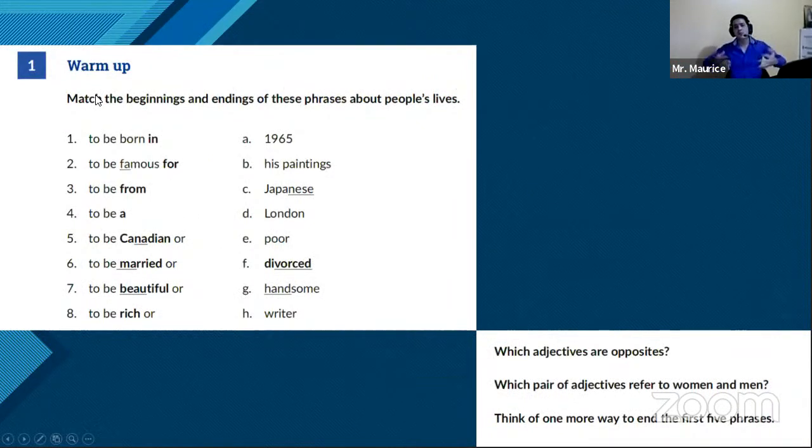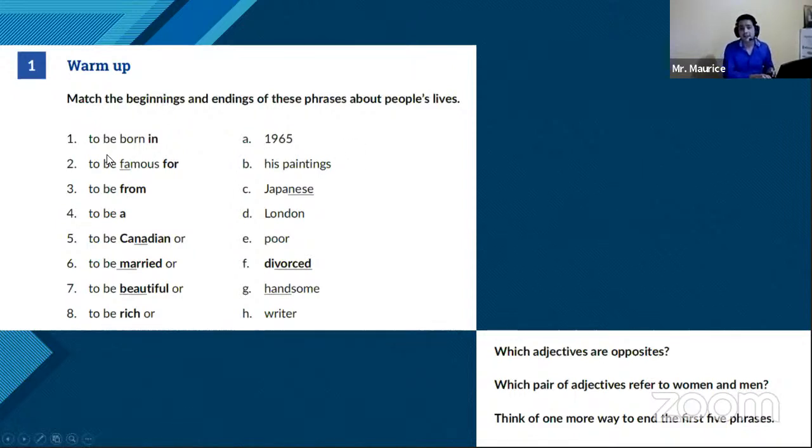Now, guys, I want you to answer these questions about the previous activity. They are 3 different questions, as you see on your screen. Number 1, which adjectives are opposites? 2, which pair of adjectives referred to women and men? And think of one more way to end the first 5 phrases. Okay?